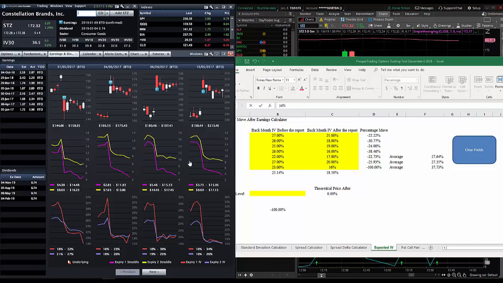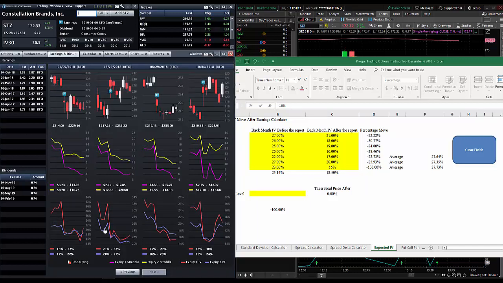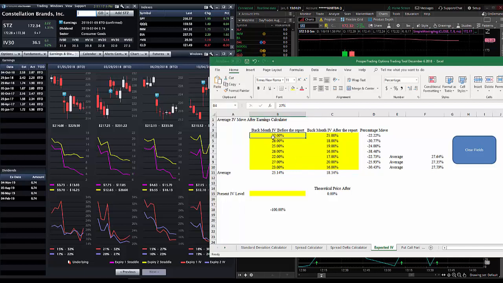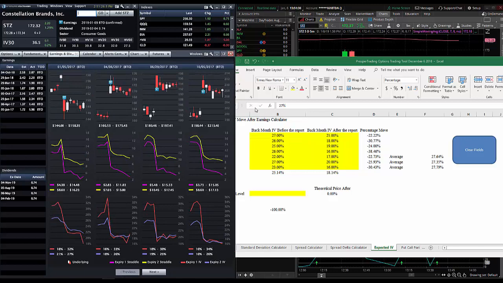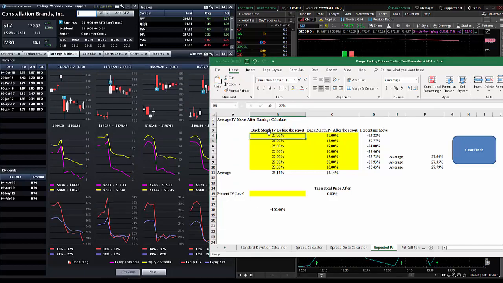Let me count these. Well, that's why, because there's only 7 in here. So let's drop out the first one, since that's the furthest one away.